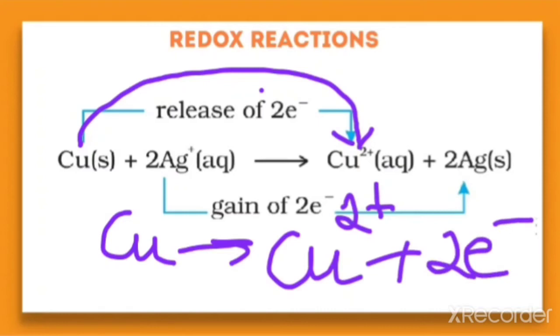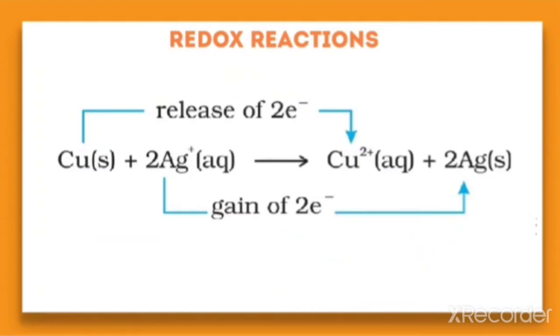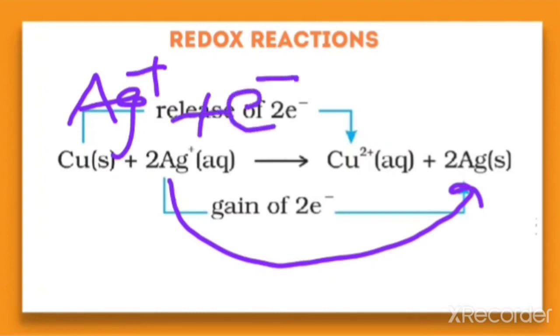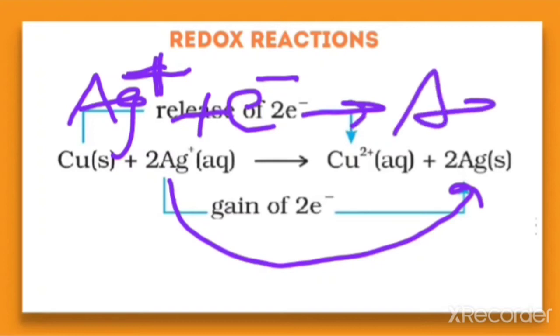And what about the reduction? That was an oxidation. So reduction is the next equation. The silver ion is converted into silver. That means Ag+ will gain a single electron. Why? Because Ag+ has one positive charge. That means it requires one electron, then it forms Ag.